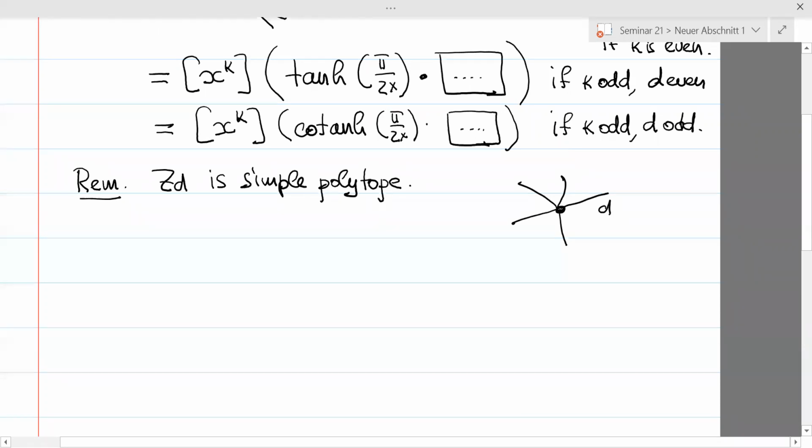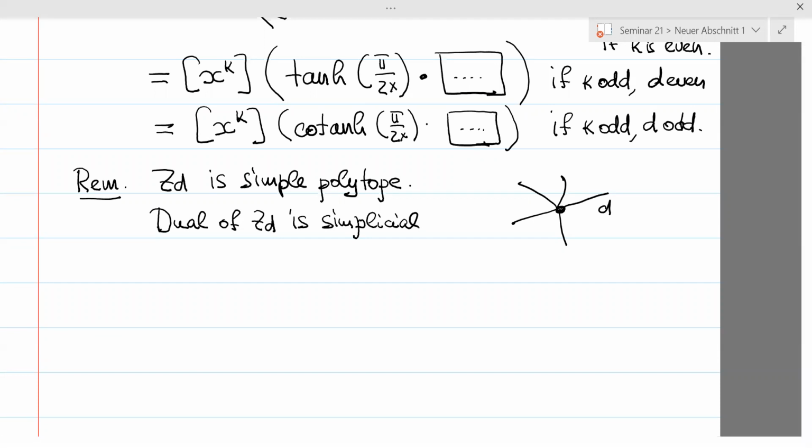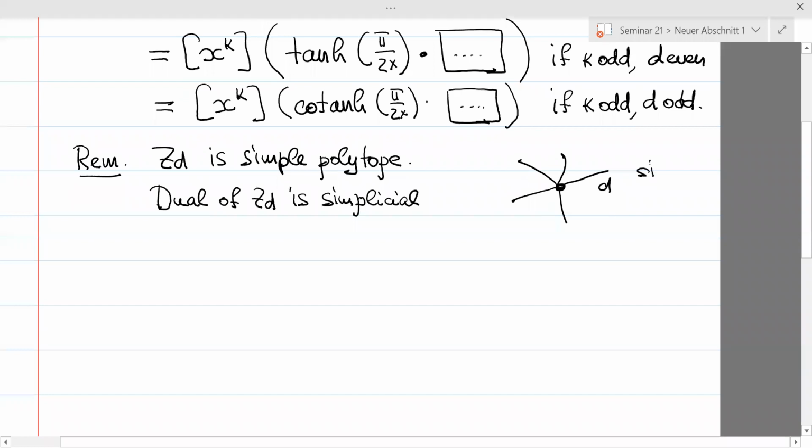Or if you are more familiar with the concept of simplicial polytope, this means that the dual, or it is equivalent to the fact that the dual of Z_d is simplicial, which means that all faces of the dual are simplices. And I will describe the dual in the following. We will see why the faces are simplices. So here is a simple polytope, and a simplicial polytope is a polytope whose faces are simplices.